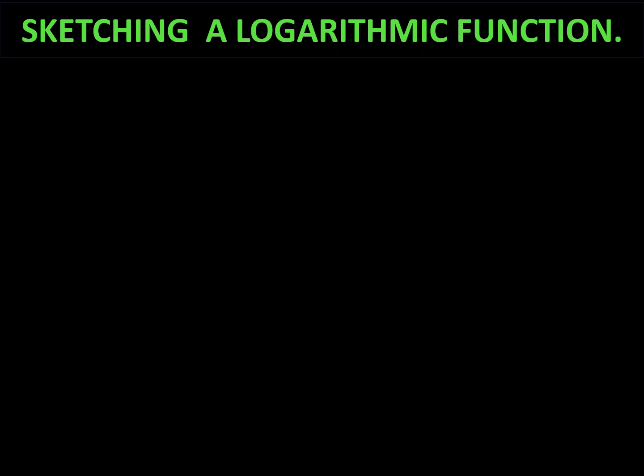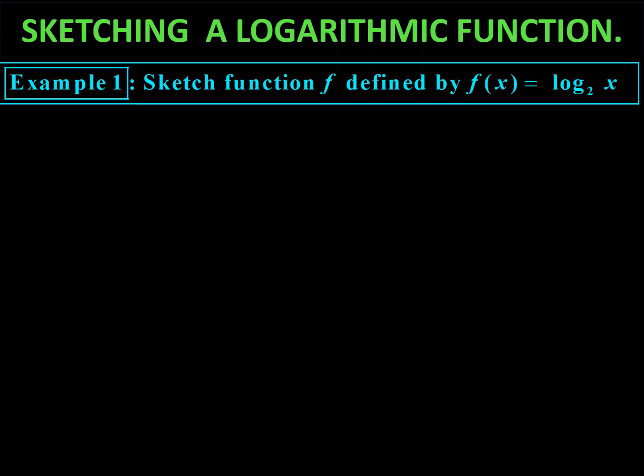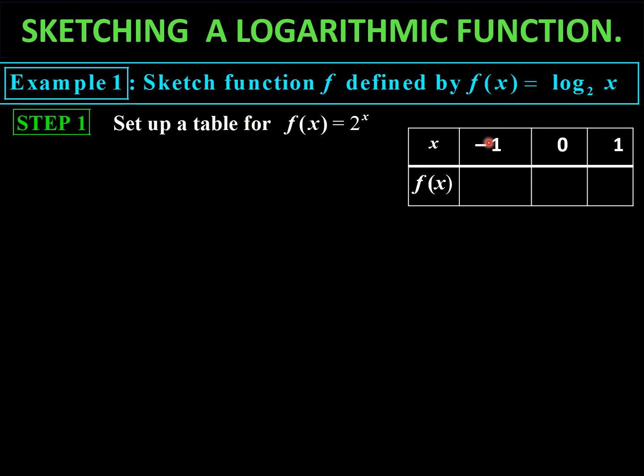Now we're going to look at how to sketch a logarithmic function. Let's take this example. Sketch the function f defined by f(x) equal to log base 2 of x. Now it's advisable to set up a table. Although you want to sketch the logarithmic, it is easier to set up a table for the exponential. And to set up an exponential table, we always make use of the most important numbers in mathematics, which are, that's correct, 0 and 1. And we also use negative 1. If you use these three values, you can always draw a sketch of an exponential function.